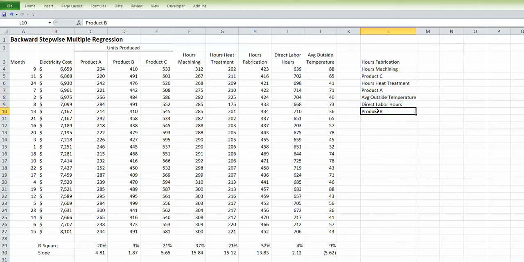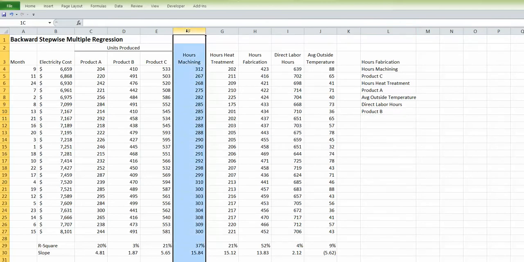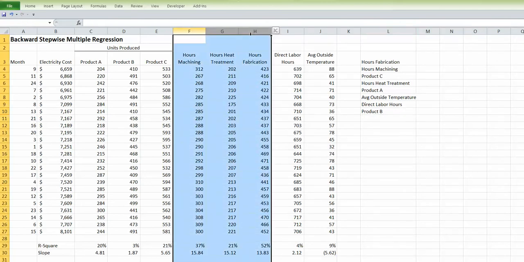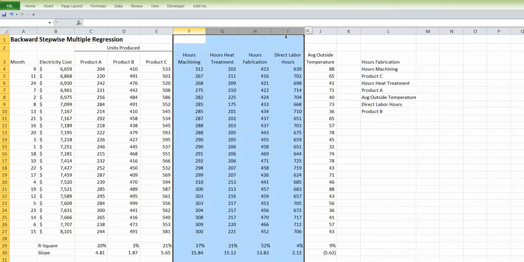For instance, we're making products A, B, and C, and those are going to consume resources: machine hour time, heat treatment hour time, fabrication hour time, and hours of direct labor. So it's not surprising that our final model wouldn't include necessarily both sets of variables because of the duplication of information contained in those independent variables.